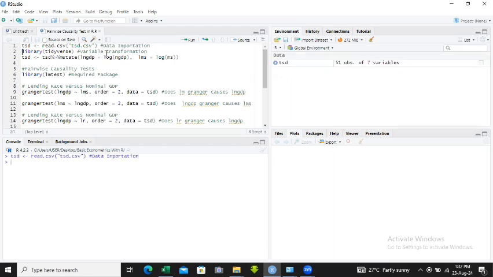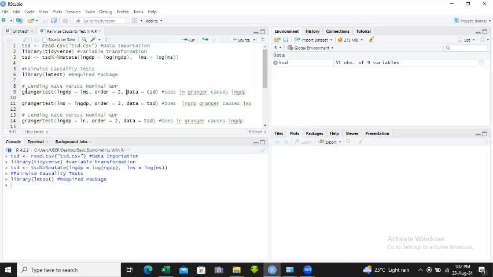Then transform variables. I need tidyverse. Now, I've transformed my variables. To conduct pairwise causality test in R, we need a package called lmtest. If you're yet to install that, you have to install and load. Now, let me load the package lmtest by running the code in line 6. So I just run the code, then now I'm good to go.